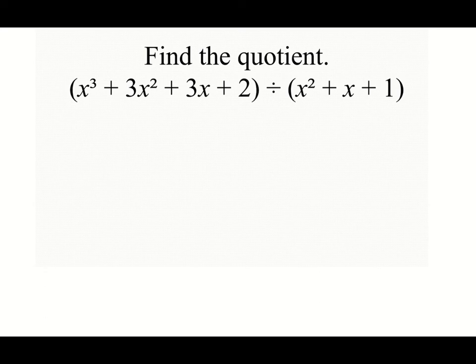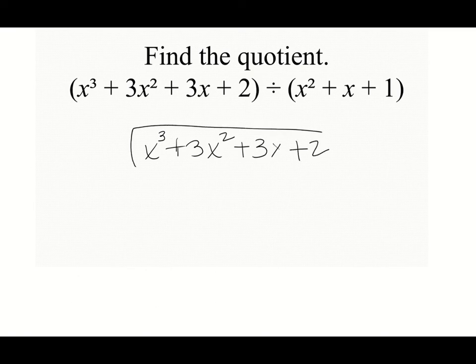So if I rewrite this, I have x cubed plus 3x squared plus 3x plus 2 divided by x squared plus x plus 1. I'm still going to focus on my first term here and my first term here. So if I take x cubed and I divide by my first term, x squared, I have x. So that's what I'm going to write up on the top. So I have x. I'm going to multiply x towards all 3 terms.